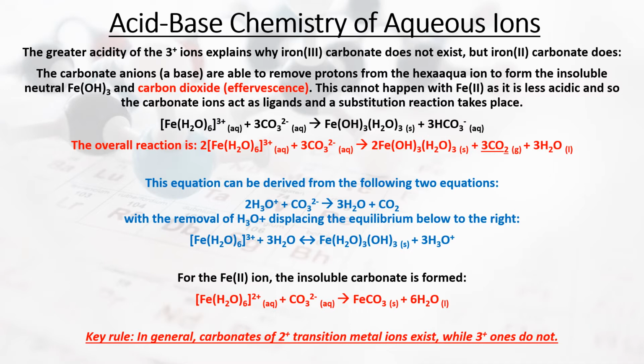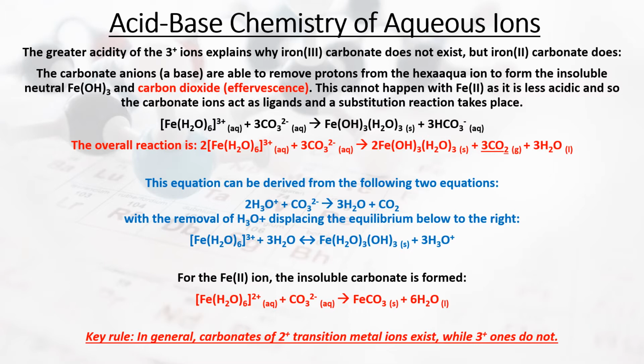And so we can think about the ionic equation for this, of having our [Fe(H2O)6]3+, our hexaaqua ion, aqueous, reacting with these carbonate anions, CO3 2-. These act as a base for the 3+ ion. They remove the protons, and so we form 3 lots of our HCO3-, our hydrogen carbonate anions, and we end up forming this insoluble precipitate of our iron hydroxide, Fe(OH)3(H2O)3. That's a solid. And so that's our ionic equation.